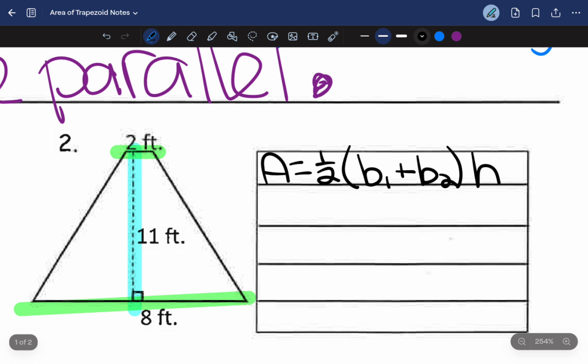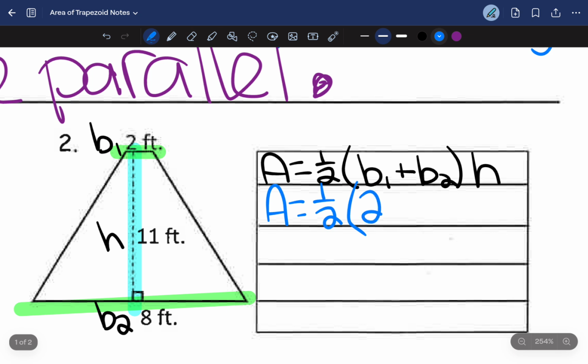So let's go ahead and label. I'm just going to say the top base is base 1 and the bottom one is base 2. It doesn't matter because if you add the two numbers in whichever order, you're still going to get the same answer. That's just what I do to keep it consistent. And then 11 is going to be the height. Now we're going to substitute in what we know. So we have A equals 1/2. Instead of B1, I'm going to put 2 plus, instead of B2, I'm going to put 8. And then the height is 11.